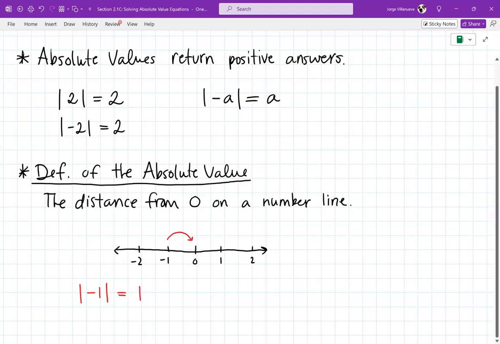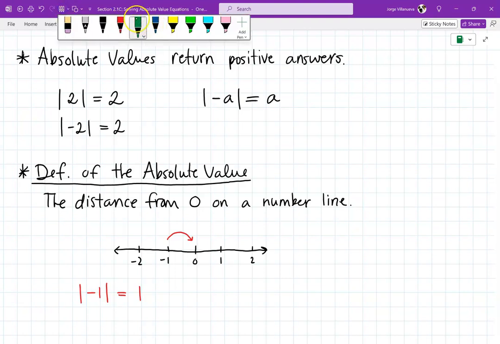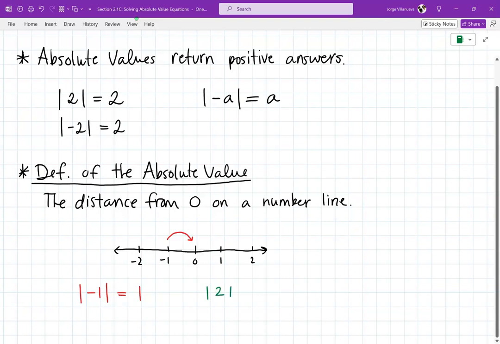What's the absolute value of 2? Well, you got to go once, twice, 2 different jumps. That's why it's 2. It's not because it's magic. I know sometimes some teachers will tell you that the absolute value magically makes every number positive. But not really. By definition, it's a distance from 0. All you got to know is how far away it is.